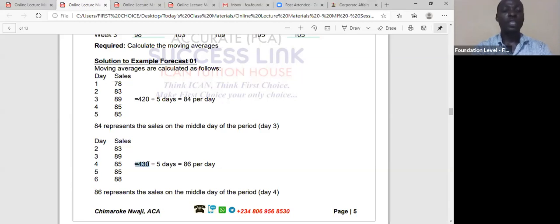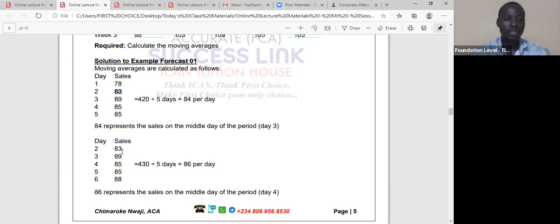A shortcut of getting this 430 without having to add all of this is this. When you have your 420 from the first average, you know you are removing this 78 and introducing 88. Every other thing that was here is already here. So all you need to do is say 420 minus 78. You remove the day 1, then you add 88. That takes you to 430.